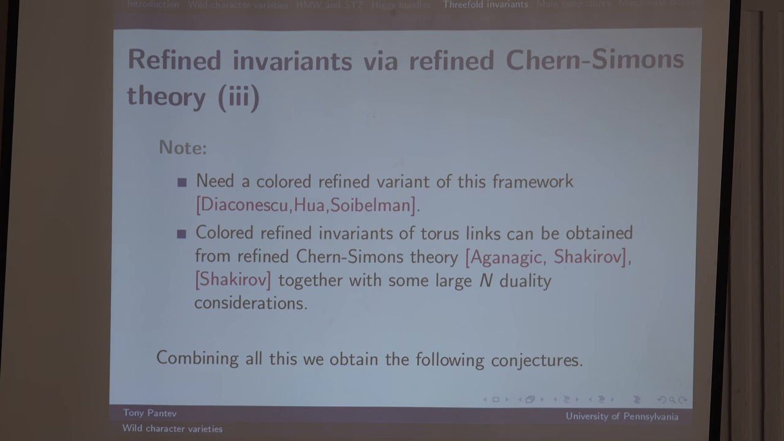And then once you go to the invariants of torus links, you can actually compute them by using this machinery of Aganagic and Shakirov that comes from refined Chern-Simons theory. So you can carry out the computation in the Shakirov framework and get an answer. And then go back, do the Gopakumar-Vafa expansion backwards, do the wall crossing, do the P equals W reparametrization, and you get the formula.